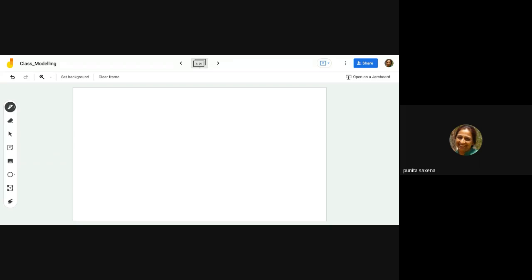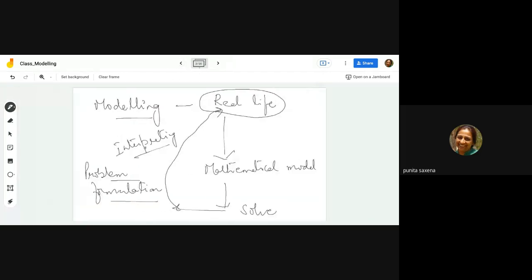How did we write it? We write statements, right? So when you are writing the statements, basically you are converting that real life situation into a mathematical model. So that means you are actually talking of the problem formulation at that stage. Given this, you are given this. So those statements you have to write.